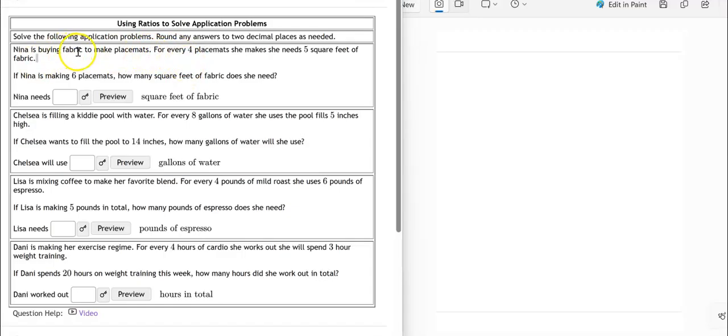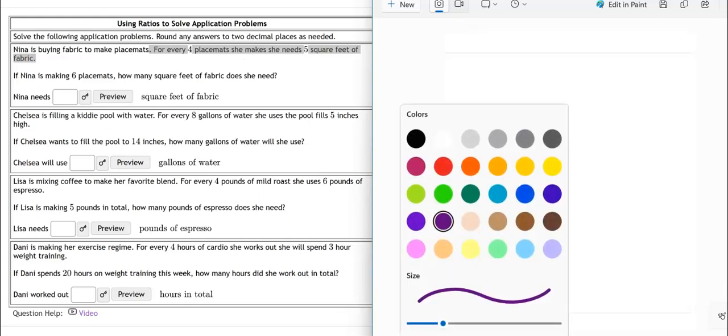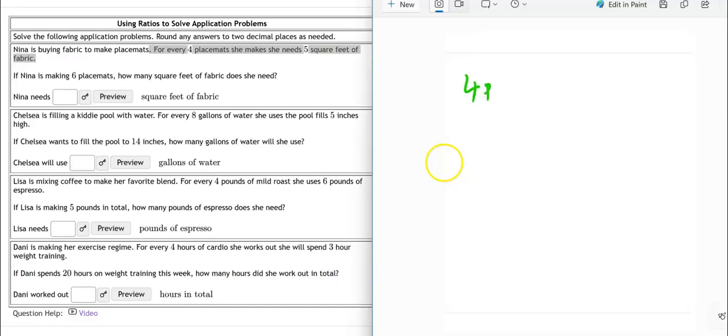Nina is buying fabric to make placemats. For every four placemats she makes, she needs 5 square feet of fabric. So the first statement says for four placemats, she needs 5 square feet of fabric. Remember that a proportion is two equal ratios, so this is the first ratio from the first statement.